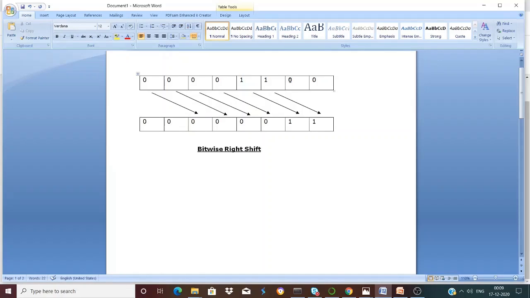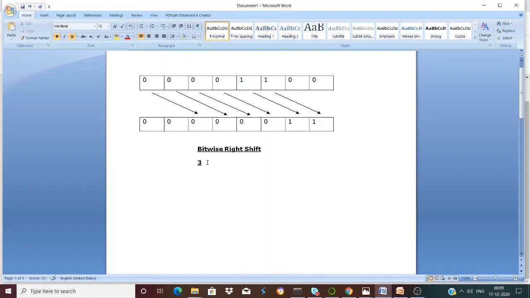So the 2 rightmost bits of the original binary are gonna be discarded, and the voids created at the left are going to be filled by 0. So this is our output binary. Now if we convert this output binary to decimal, what will be the value? The value will be 3.